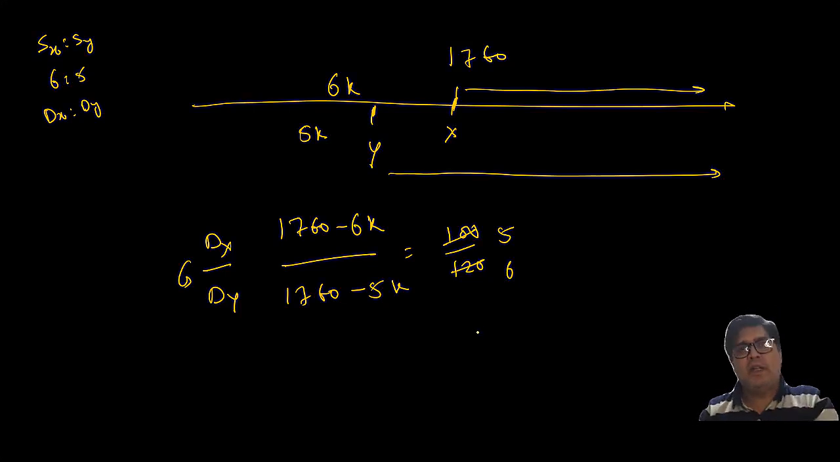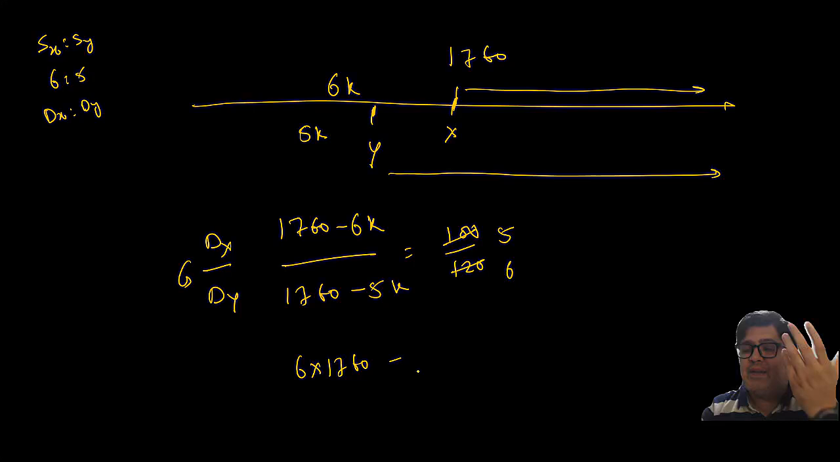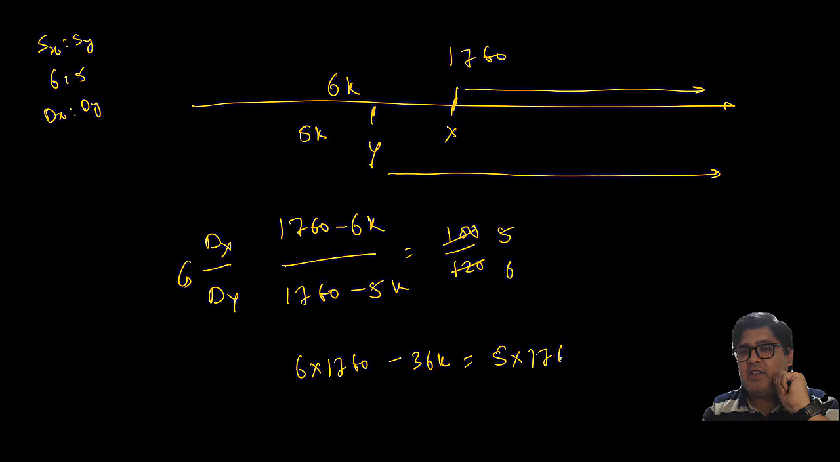Now do cross multiply. Don't cancel or don't multiply 1760. What has come on the left side? 6 into 1760. This 6 multiplied, what will it become? It will become 36k. On the right side, what is there? 5 into 1760 and minus 25k. Bring this here. What is 25?